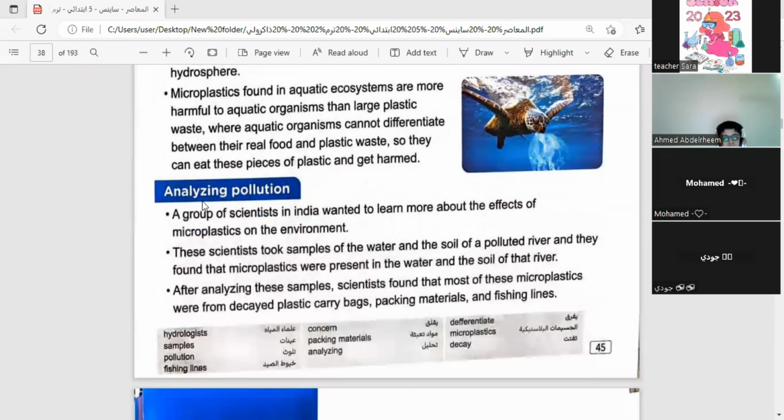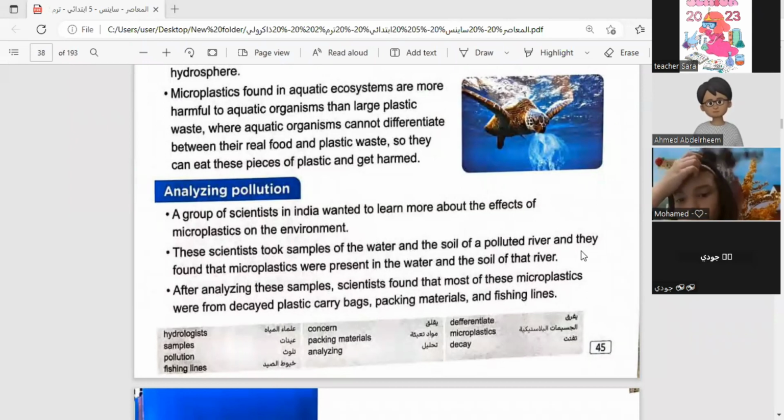Then it says analyzing pollution. A group of scientists in India wanted to learn more about the effect of microplastics on the environment. The scientists took samples of the water and soil of a polluted river and they found microplastics. They found that these microplastics were present in the water and also in the soil of that river.